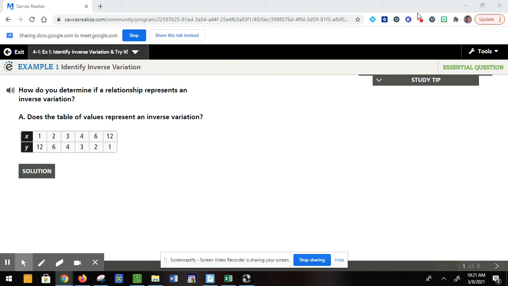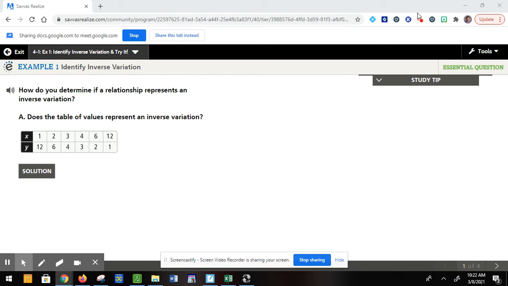A rational function is a function that is a fraction. So essentially, you would have variables in the numerator and denominator. That's the key for something to be a rational function. So the first thing we're going to look at here is what's called inverse variation.